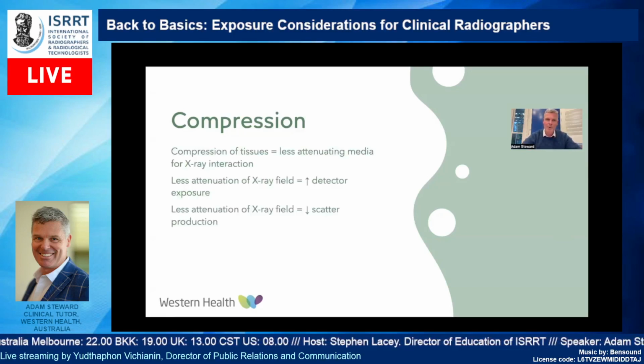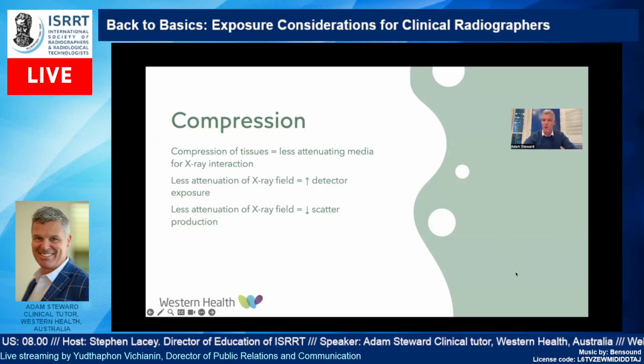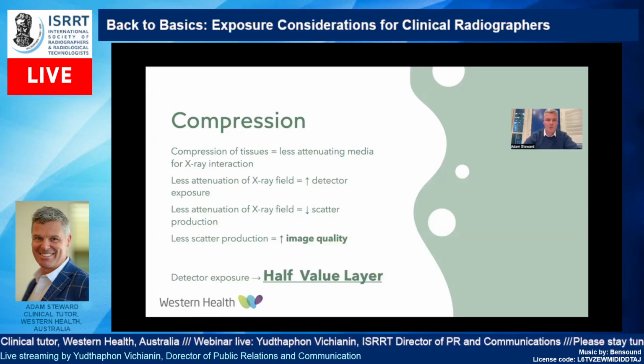But when we're talking about compression, we're talking about compressing tissues and creating less attenuating tissue for the X-rays to travel through. There's going to be less attenuation, so you're going to have an increase in detector exposure, an increase in signal of your image. You're also going to have less scatter production, so you're going to improve the contrast and increase the detector exposure, which means you can use less dose. So less scatter production improves the image quality.